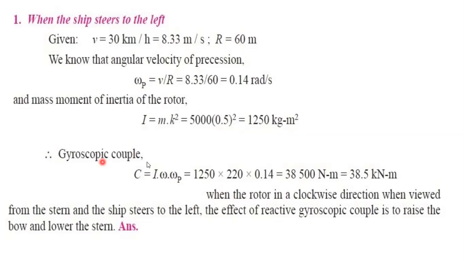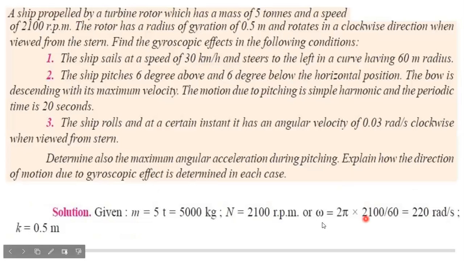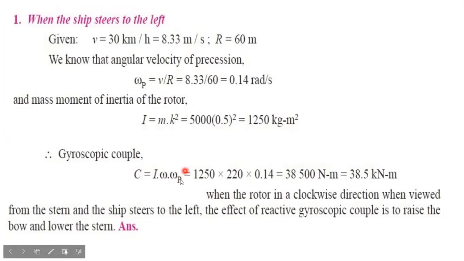The gyroscopic couple formula is C equals I omega omega p, where C is the gyroscopic couple. This omega we already found from the given data, and omega p, the angular velocity of precession, we also got. Just substitute all the values and you will finally get the value in Newton meter. If you want, you can also convert to kilo Newton meter.